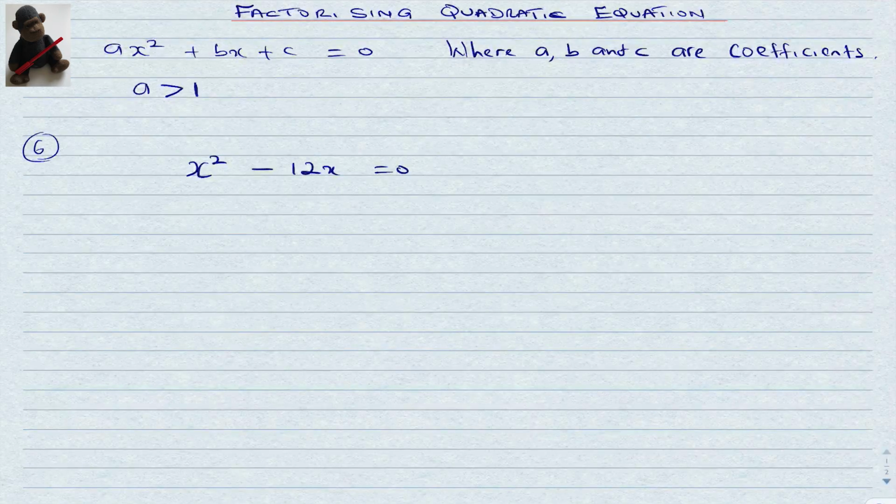Right, question 6. That's another question here. In this case, c is 0, so we just need to take out the common factor here. This is a different pattern as well. You can see that the only common factor here is x. So take x out, you're going to get x left, minus 12, and that'll be equal to 0. In fact, these are the factors.